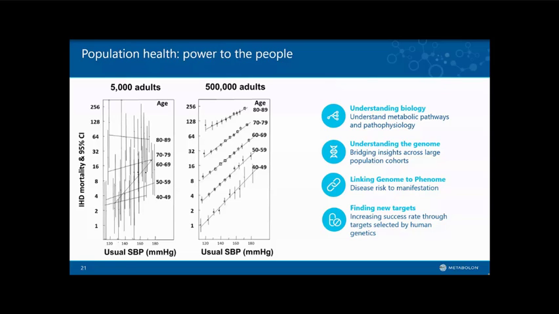And it's not until you do very large numbers that you see people doing very predictable things. So when we expand this population from 5,000 to 500,000 adults, you begin to see clear patterns of how increased blood pressure correlates with increased mortality through ischemic heart disease, to the point where there is almost a one-to-one correlation across all age groups. So by these large population studies, we see the increased power of being able to identify risk factors for human disease.